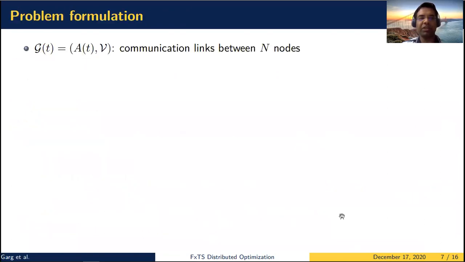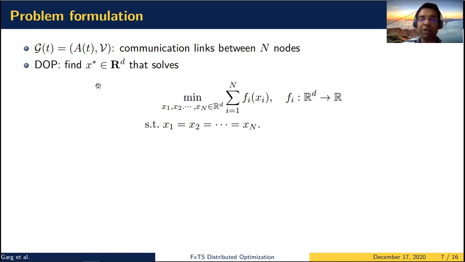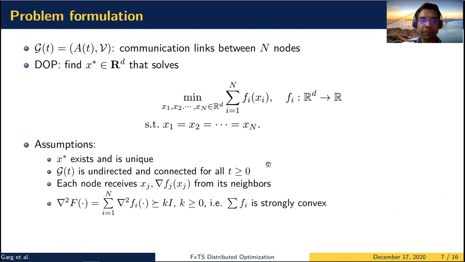So first, let's see the problem setup. Consider a communication graph given by this graph G between n nodes, which can be potentially time varying. And the main problem that we consider is here. So we want to minimize this objective function, given a summation of fi's, such that all the x's come to a consensus value. So this is the typical distributed optimization problem setup.